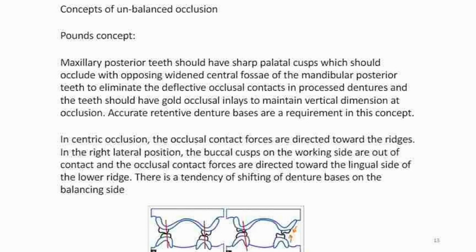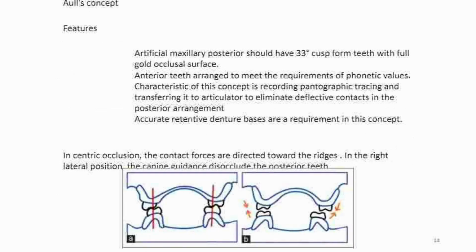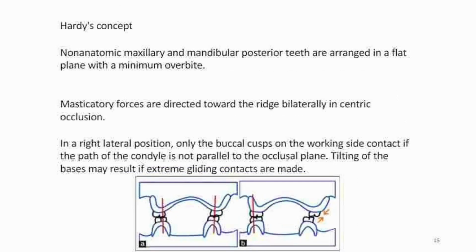In centric occlusion, he felt that the occlusal contact forces are directed towards the ridge, and hence there is a tendency of shifting of the denture bases towards the balancing side. Hall's concept features that the artificial maxillary posterior teeth should have a 33-degree cusp, which means they are anatomic teeth and must have full gold occlusal surfaces, so the masticatory efficiency should be much superior.